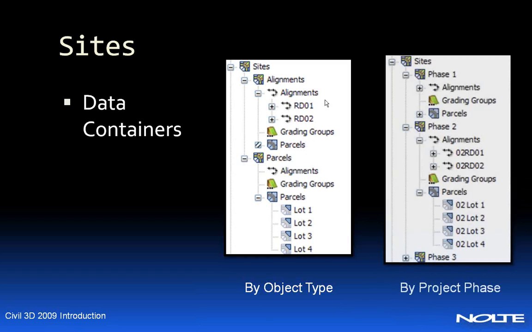Or you could do it by phase or region in your model, so we can organize it geographically. So I can do a phase 1 and have all the alignments, grading, and parcels for phase 1, same thing for phase 2. With the multi-phase one, you do have to watch because alignments and parcels and grading groups have to have unique names. So in the example I show here, all of my phase 2 parcels I've prefixed with a 02. I can't have a lot 1 up here and a lot 1 down here. Civil 3D won't let me do that. So every element in here does have to have a unique name.